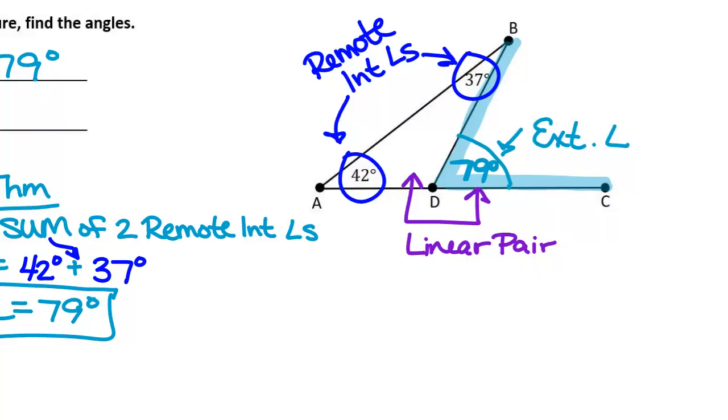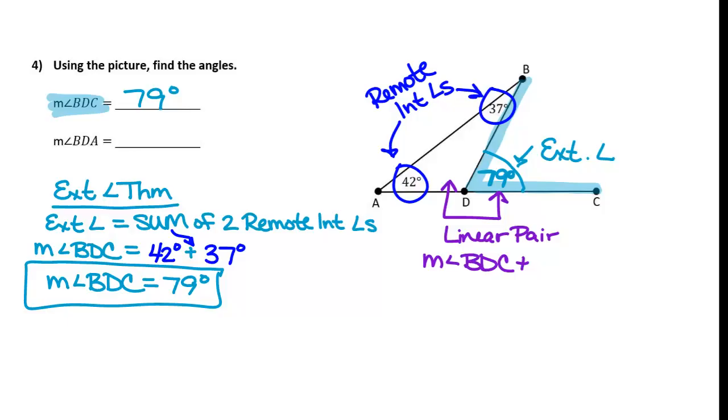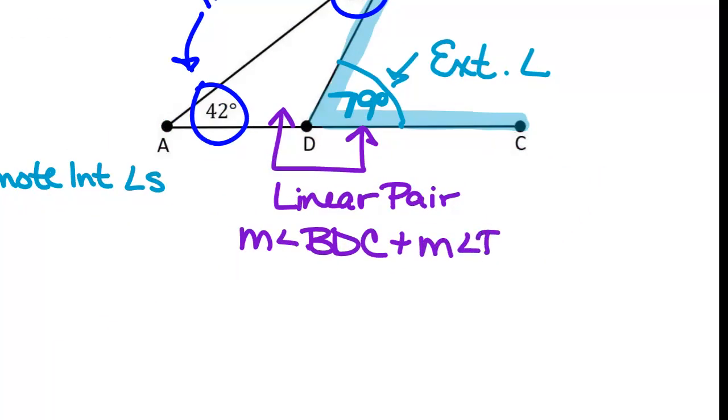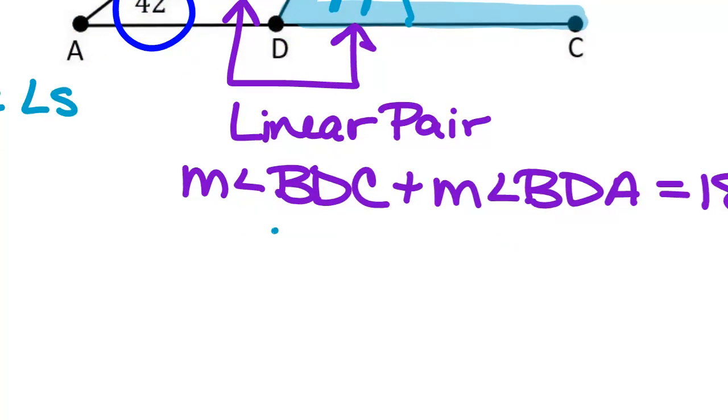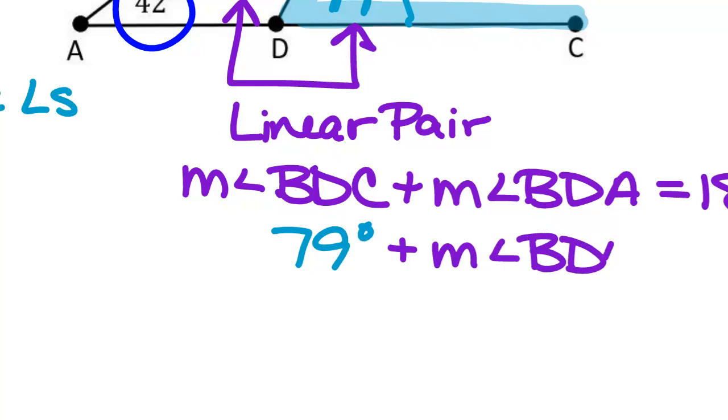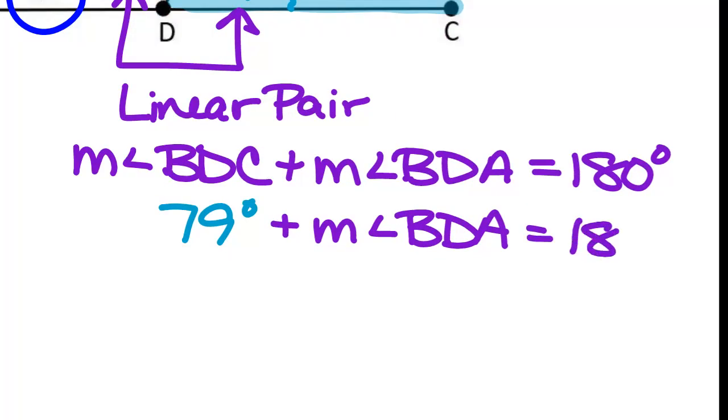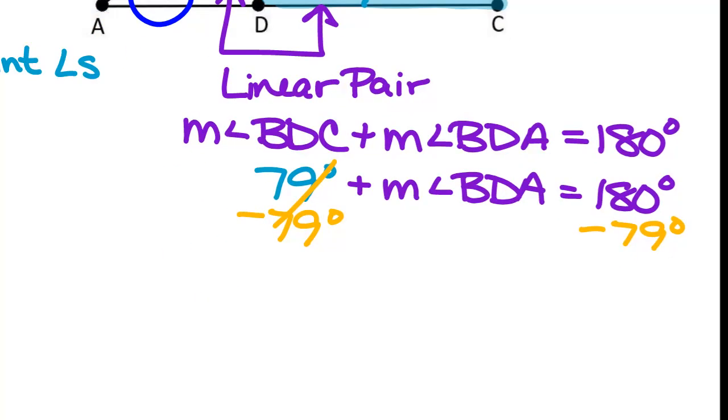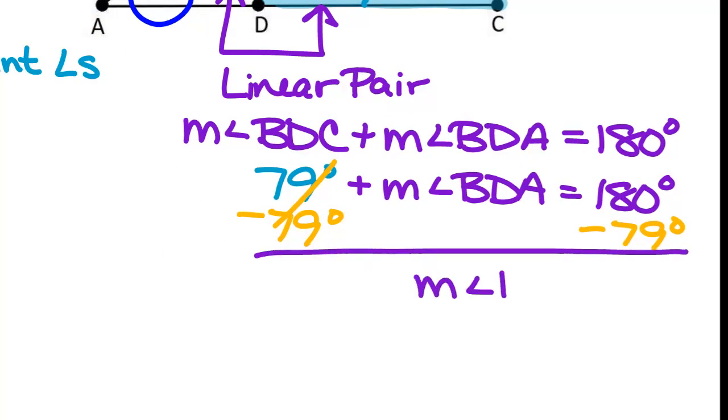So the measurement of angle BDC plus the measurement of angle BDA has to add up to what? Has to add to 180, and so it would be 101. Yes, because we'd have 79 degrees here plus the measurement of angle BDA is equal to 180, and then we subtract 79 from both sides. Yep, angle BDA is 101.